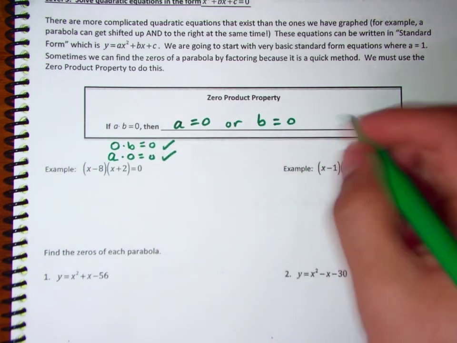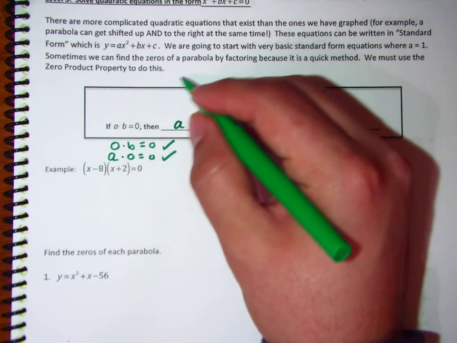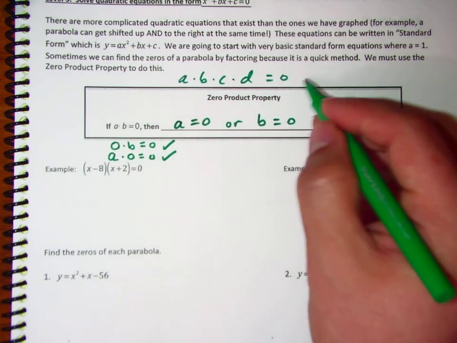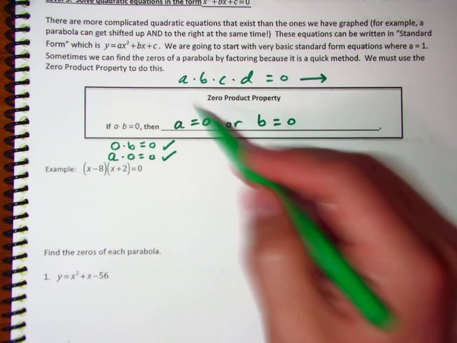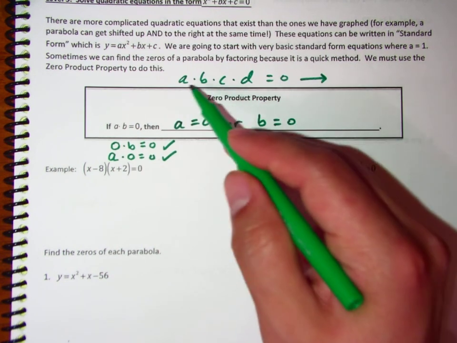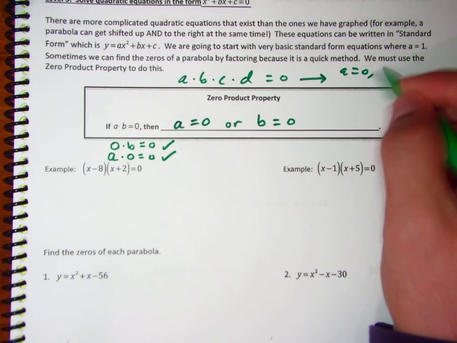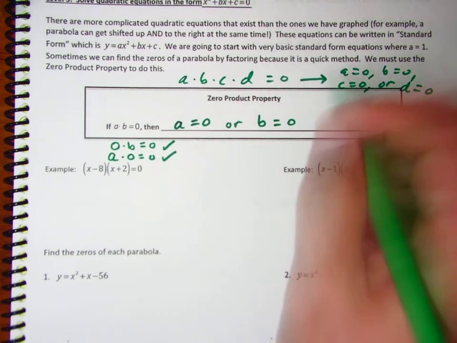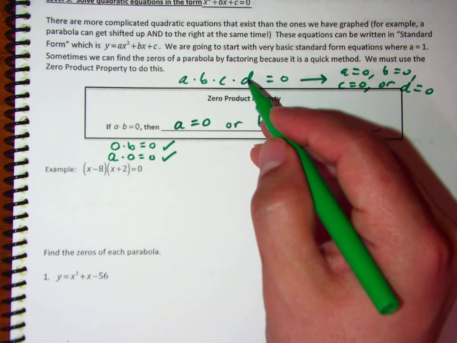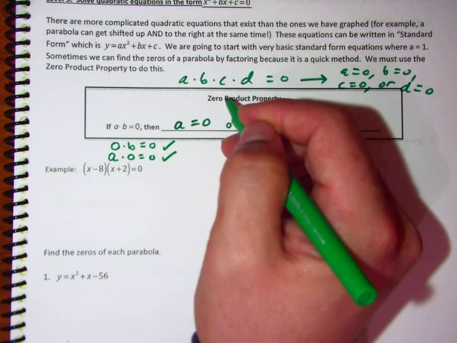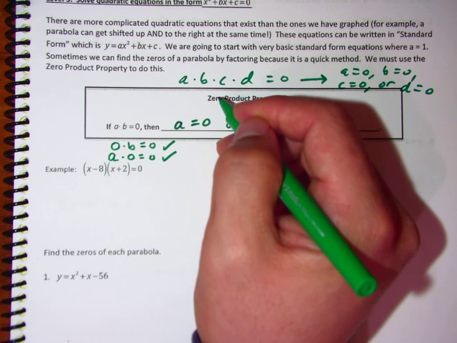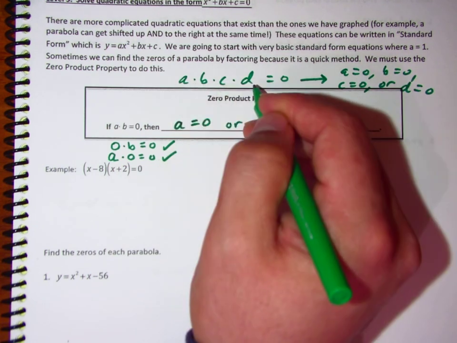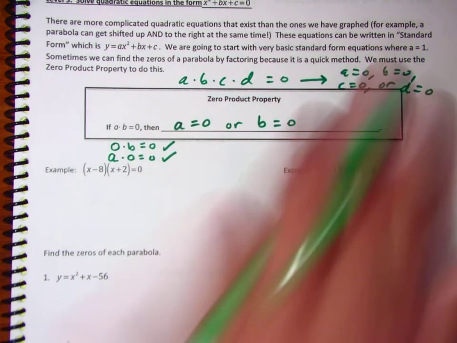So for example, if you had something like A times B times C times D equals 0, you can apply the zero product property here and say that either A is 0, B is 0, C is 0, or D is 0. And again, if, for example, D were 0 and A, B, and C were whatever, 5, 10, negative 17, doesn't matter. As long as this last number is 0, when you multiply them all together, 0 times anything is going to be 0. And that's what the zero product property says.